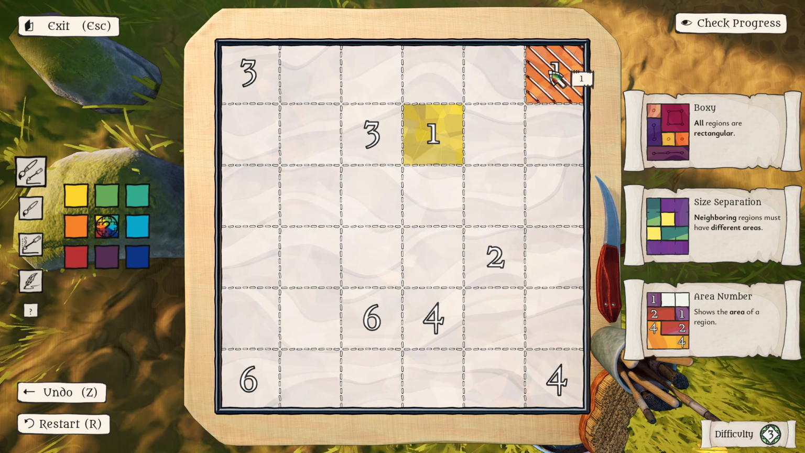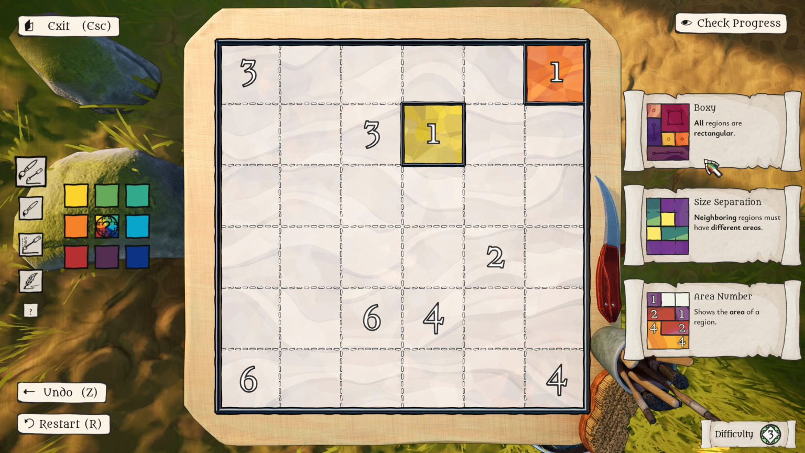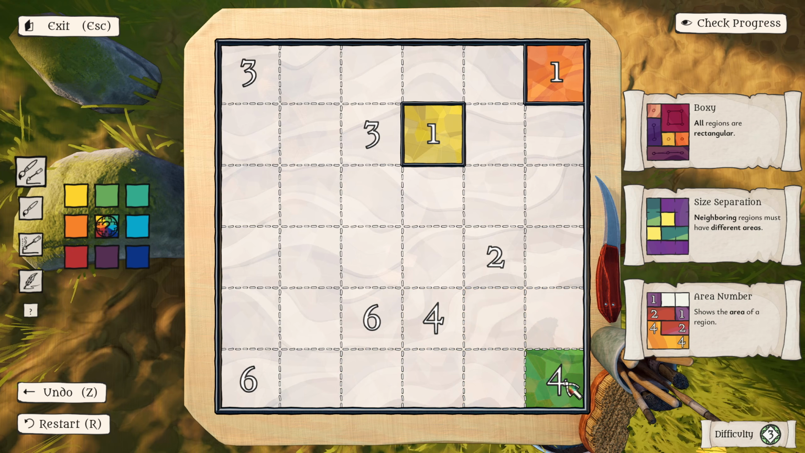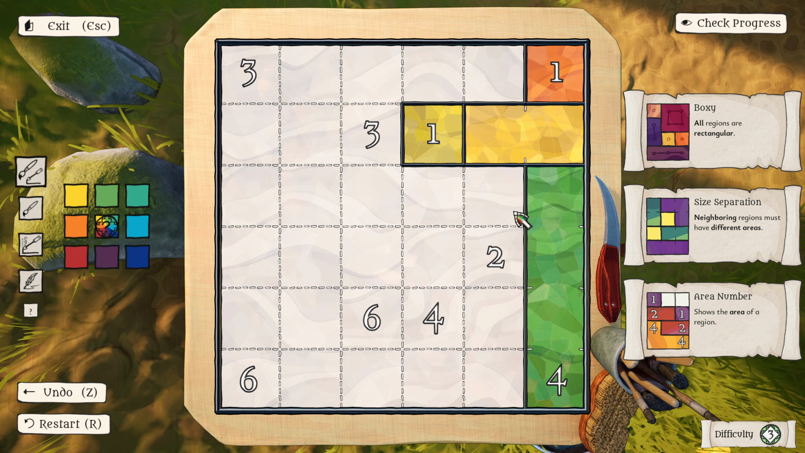Boxy. Helps if my hand's on the right part of the keyboard. Size separation. Neighbouring regions must have different areas. So this can't be 4 because of that. This can't be 4 that way, so it's 4 that way. Then that has to be 2, which means this 2 can't go up, so this is coming that way. Or it could be a 1.